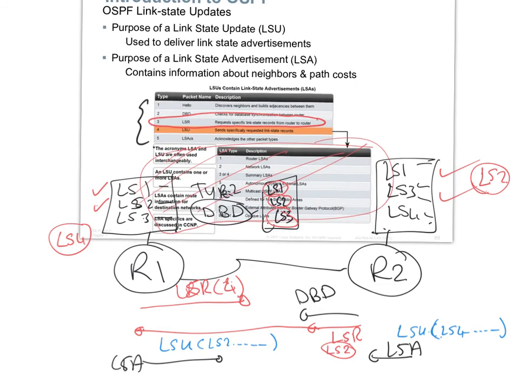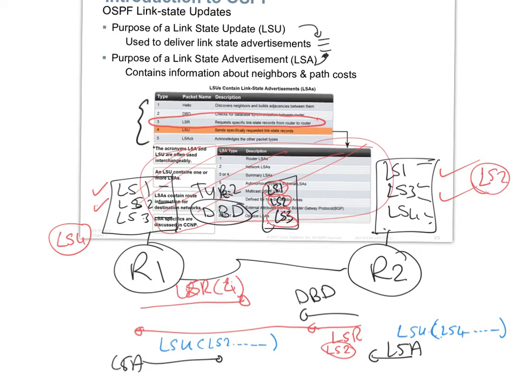So link state advertisement or link state update, both of them are exactly the same. These are terminology for the same thing. Link state update or link state advertisement, both of them are the same thing. So link state update can be a result of a link state request coming from a router, or it can be sent, triggered based on the fact that one of the directly connected links is down.